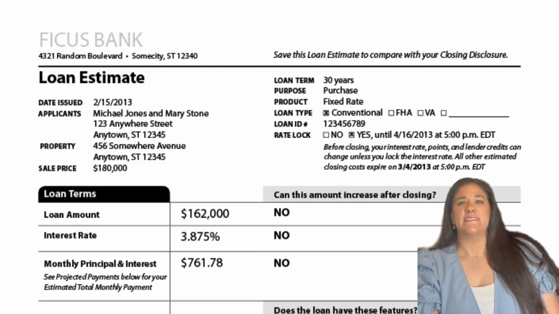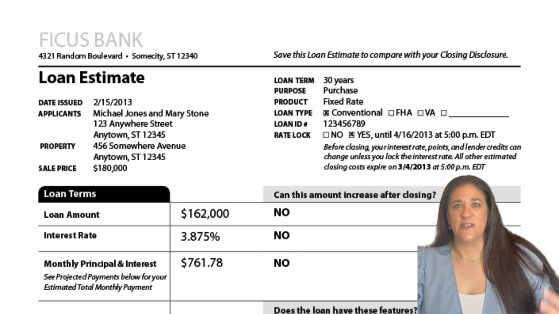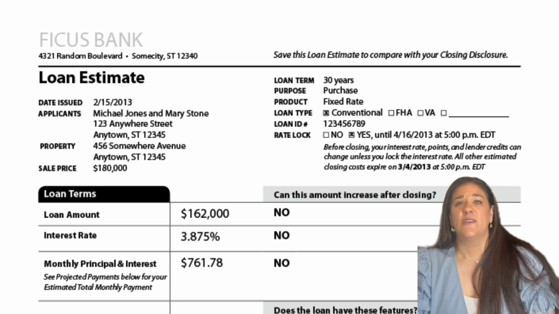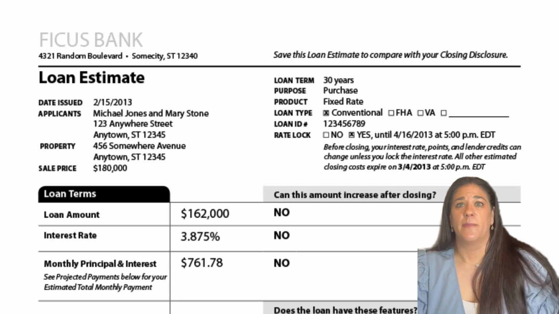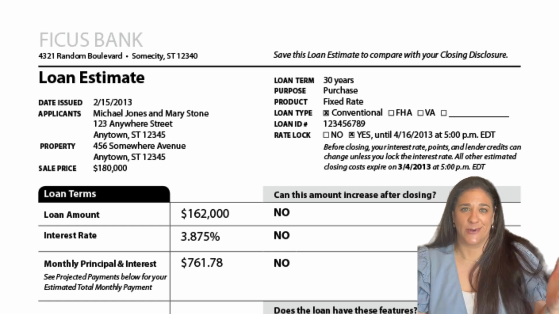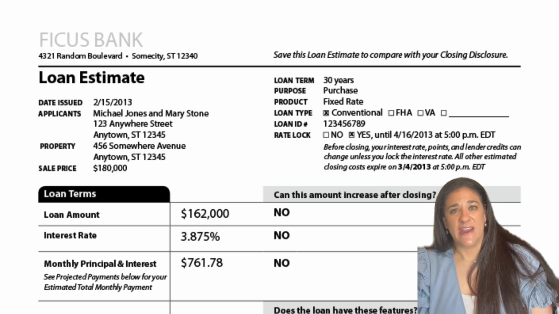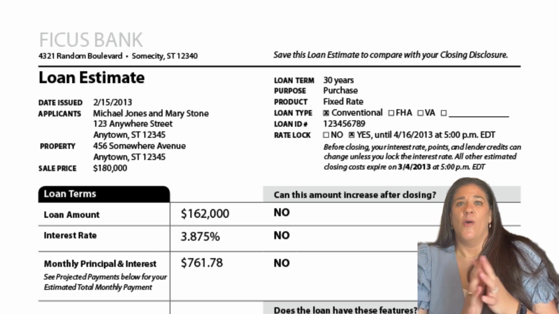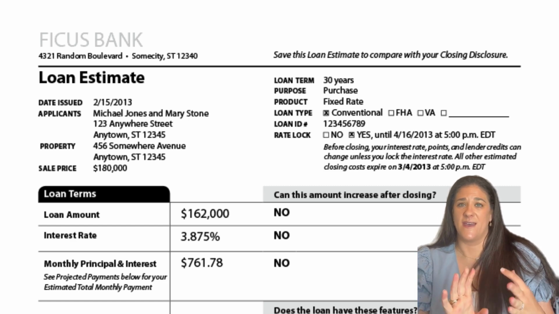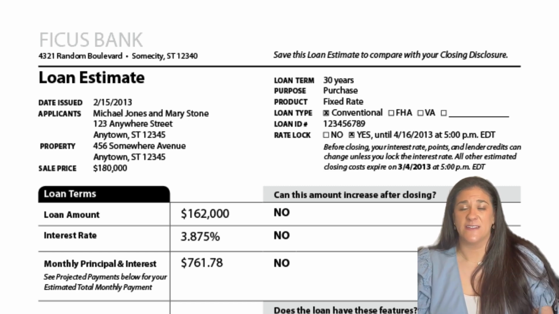The loan estimate has a lot of different features on it. So at the top of the page, and I'll put it here above me, you can see your name, the date, the property address. You want to make sure all of that is correct. You can also, on the right-hand side, see what type of loan this is, what the term of the loan is, and whether the loan is locked or not.